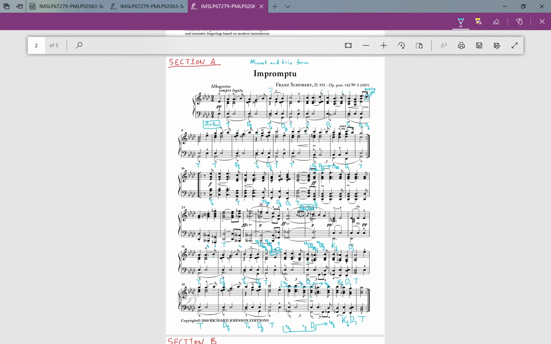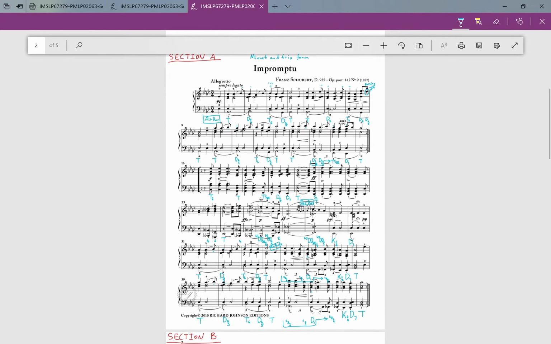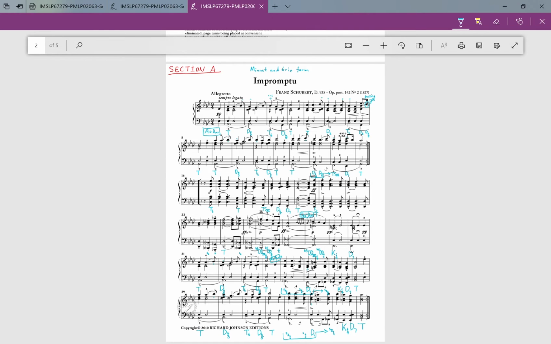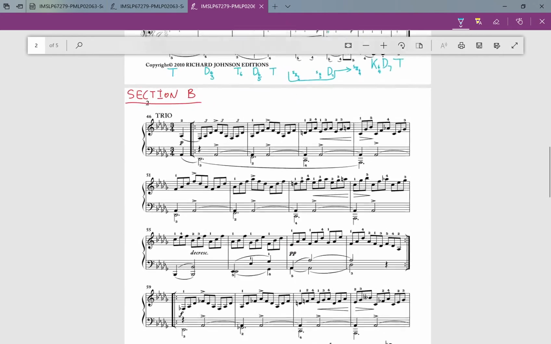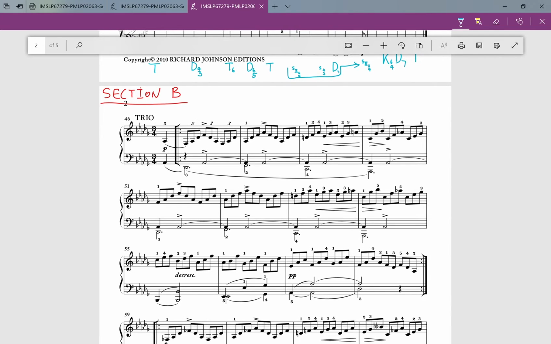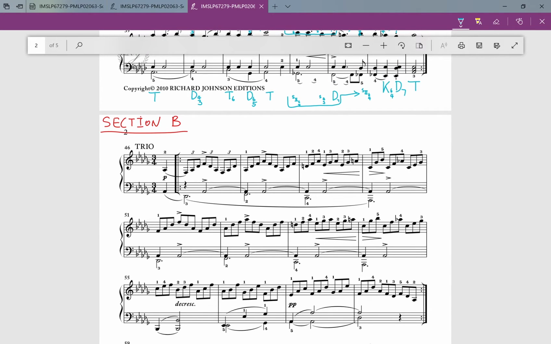In the last video, we analyzed the first section of this piece, and if you recall, this piece is written in the minuet and trio form. So today I'm going to continue analyzing this piece from the second section.